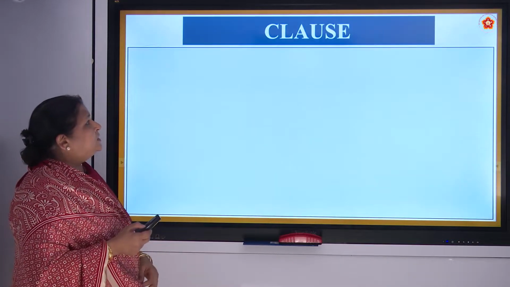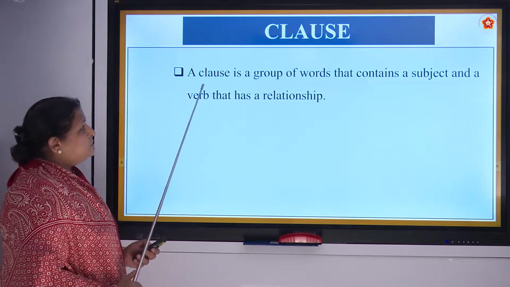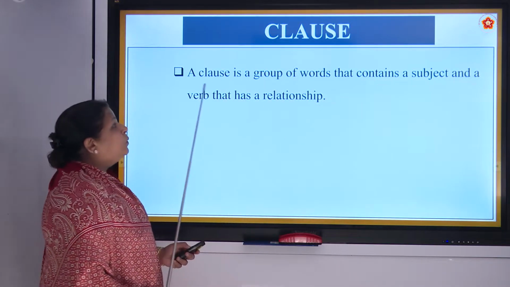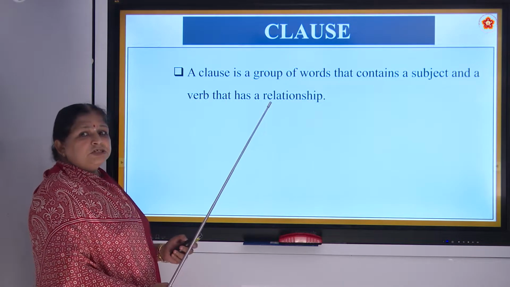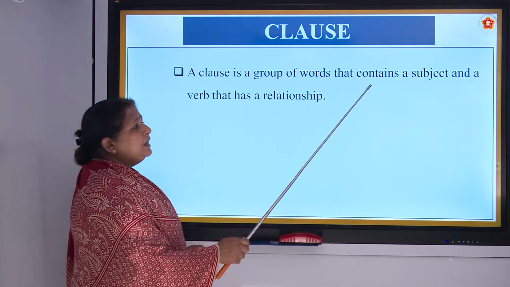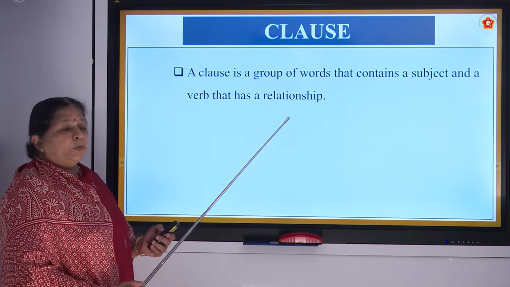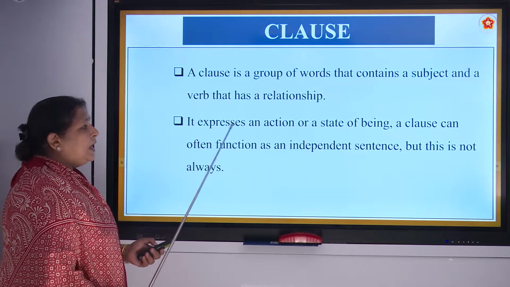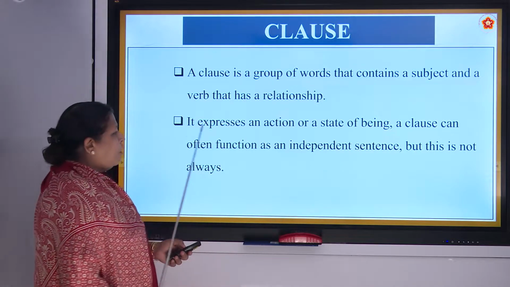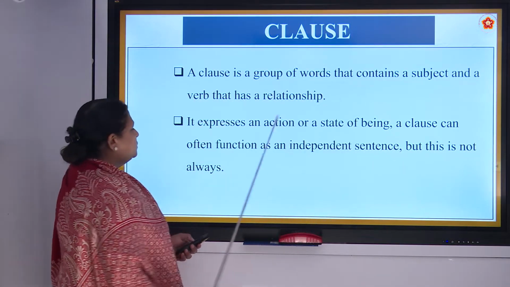So today we are going to know about clause. Let us learn what is clause. A clause is a group of words that contains a subject and a verb that has a relationship. It expresses an action or a state of being. A clause can often function as an independent sentence, but this is not always.